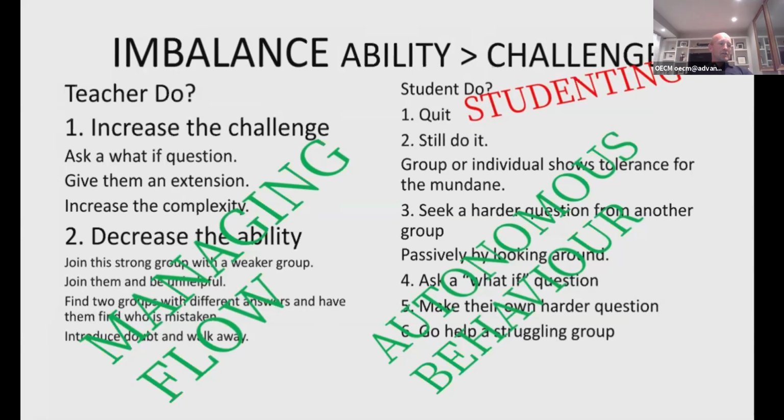So clearly I haven't hit all the cases here because when I say a group's ability is greater than challenge, sometimes it's just one kid in the group, right? I do all of this in a thinking classroom. They're always up at the whiteboards in my classroom. I've stopped giving tests. So this is it every day.